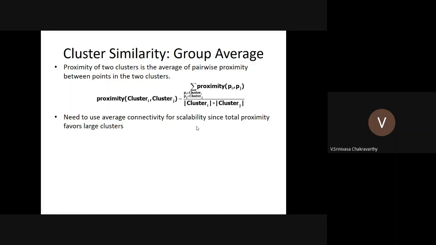In group average, you take the proximity of every pair of points such that Pi is in cluster I and Pj is in cluster J, and take the sum of all the proximities, divided by the number of points in cluster I and the number of points in cluster J. So the size of the clusters. Right, so this is the average, quite computationally expensive.